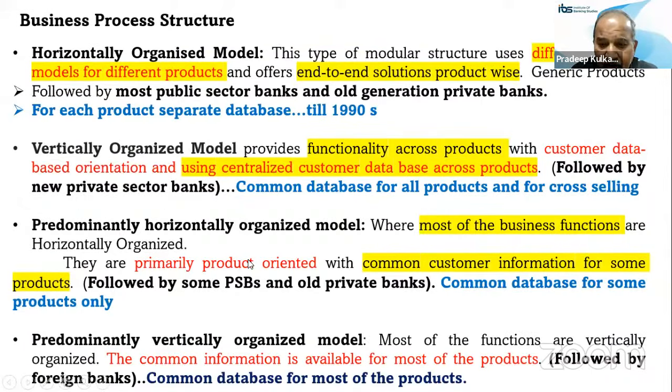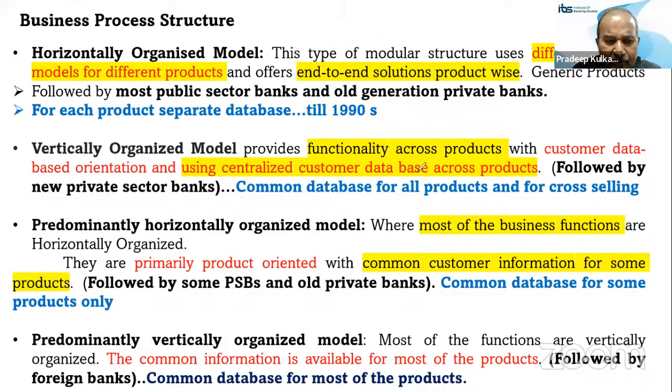So horizontally organized model means what? Horizontally organized model is nothing but different processes for different products and offerings. Every solution is product-wise. This is what was followed by the public sector banks and old generation private banks. New generation private banks follow the vertical model. They follow a totally vertical model.